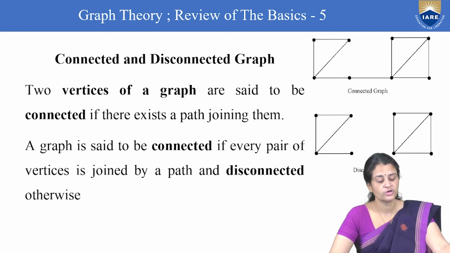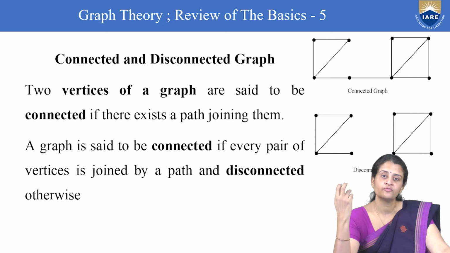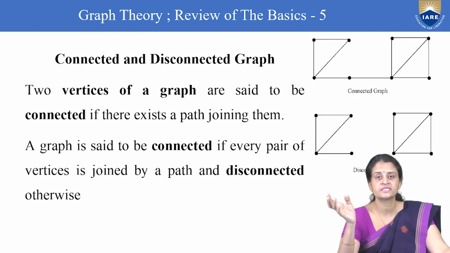Now we are going to see what is a connected and a disconnected graph. We have seen what is a graph and what is the formal definition of a graph. Then we have seen a walk in a graph, a trail, a path, a cycle. Now we are going to see what is a disconnected graph and a connected graph.